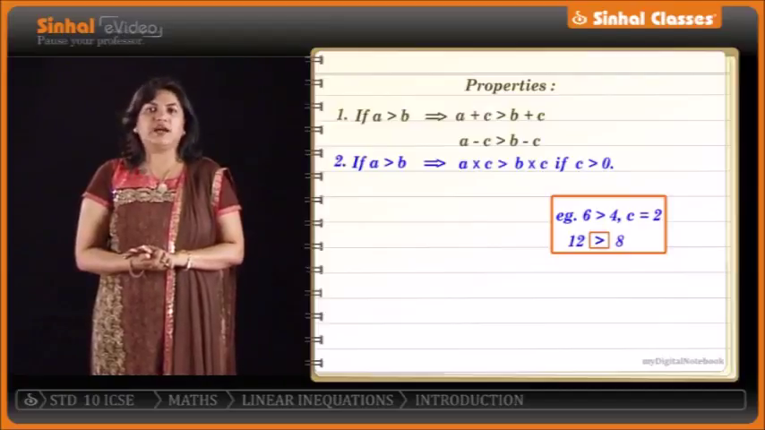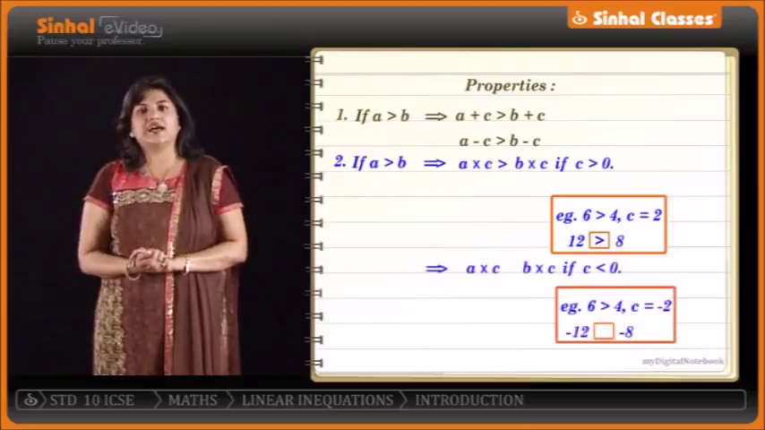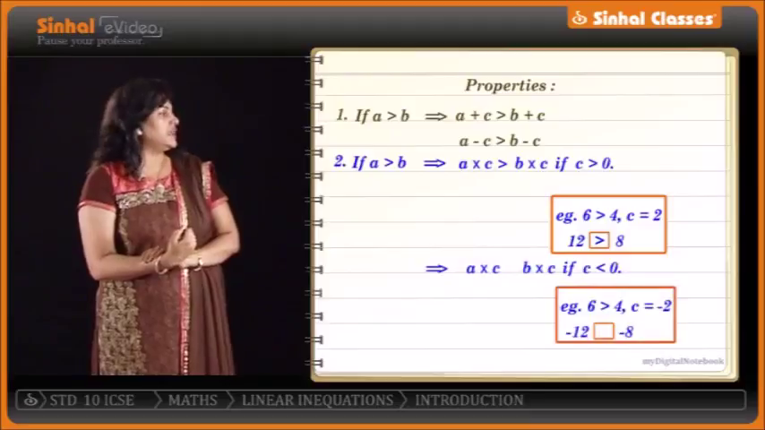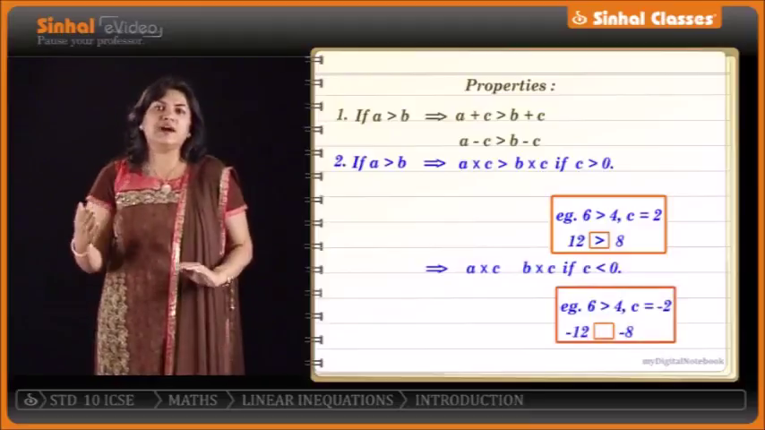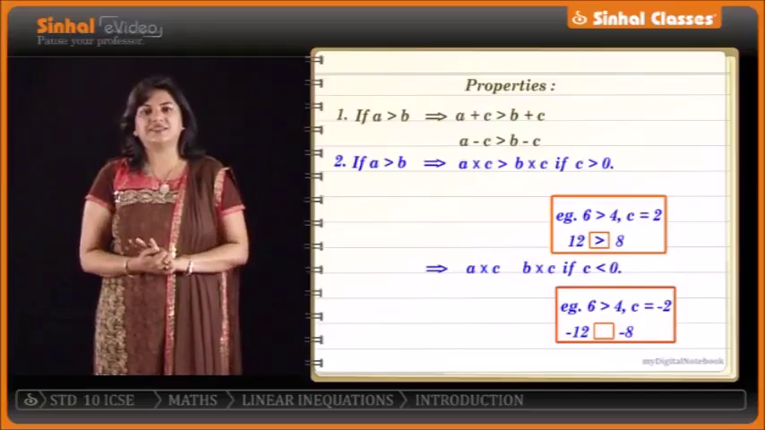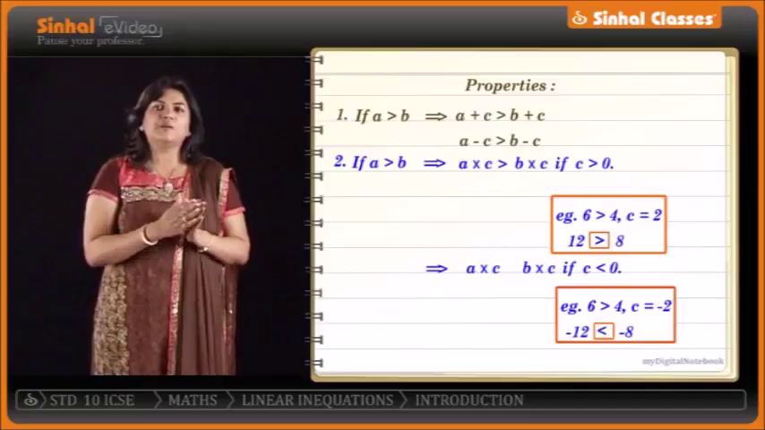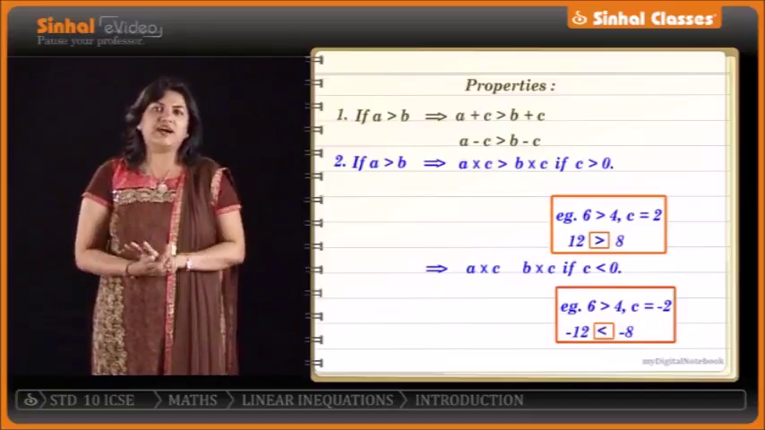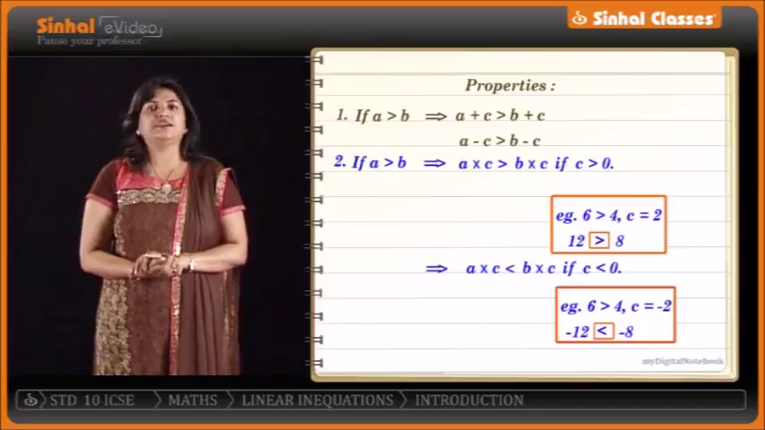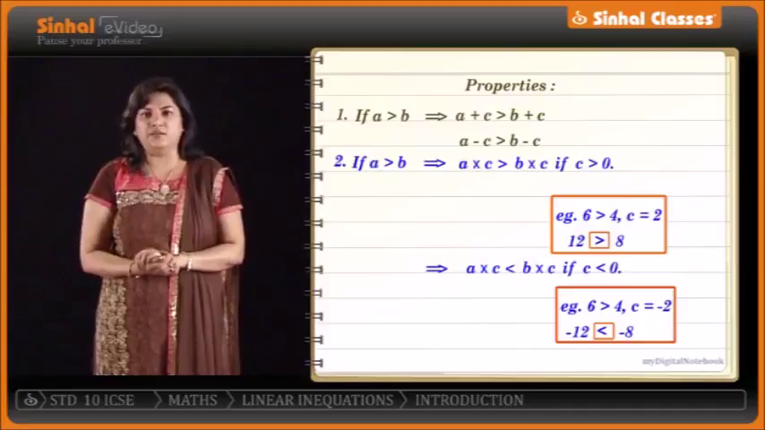Now let's multiply by a negative number. Same example, take C as minus 2. We multiply by minus 2, we get minus 12, minus 8. Now which is greater, minus 12 or minus 8? Obviously minus 8. So we have got minus 12 less than minus 8. That is, the sign of inequality is reversed when we multiply by a negative number.